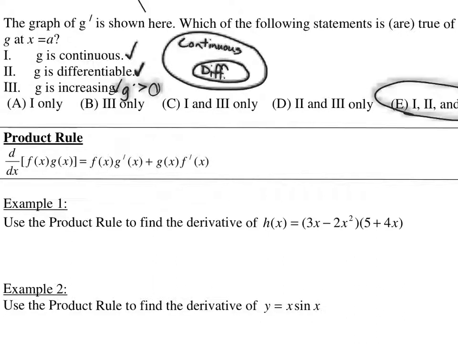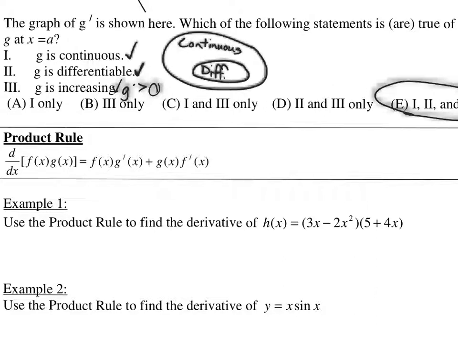Now, how could we take the derivative of this? The power rule, okay, but what would we have to do first? We'd have to FOIL it together in order to use the power rule. And that would work, and if you want to do it that way, go for it, but this is a nice simpler one to start looking at the product rule with.